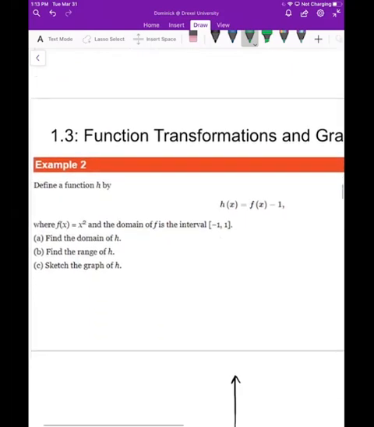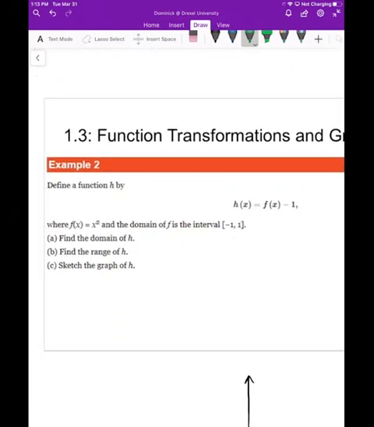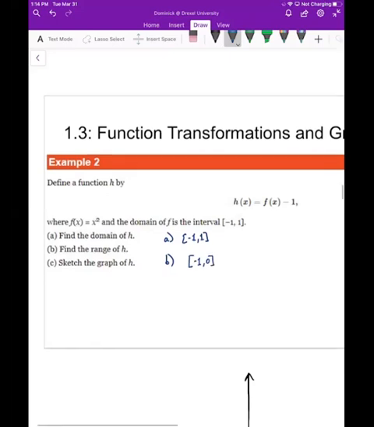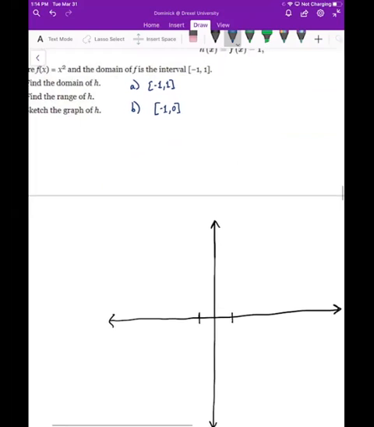All right. Now what happens here? Well, now we're doing something similar, except now we're subtracting 1. All right. So we should expect that the domain is still unchanged. So the domain is still negative 1 to 1. But for part B, we want to find the range of h. We've taken the range that we've had, which was 0 to 1, and we're shifting everything down by 1. So this should become negative 1 to 0. Right? And then, of course, part C will sketch the graph. Now, again, the original was like this.